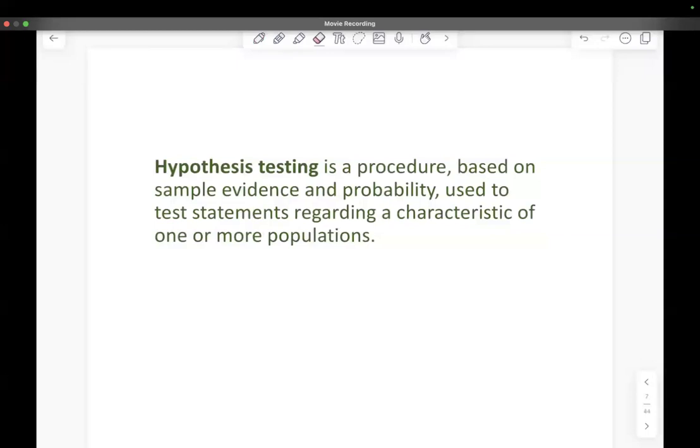So here's what hypothesis testing is. We take sample evidence and probability, and we use it to test statements regarding a characteristic. And you just saw that it says they think the standard deviation is less today. That's what we would test. We would take a sample. After we hypothesize, you would take a sample and you would test that sample.